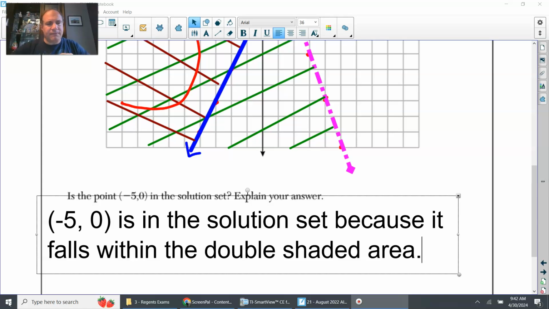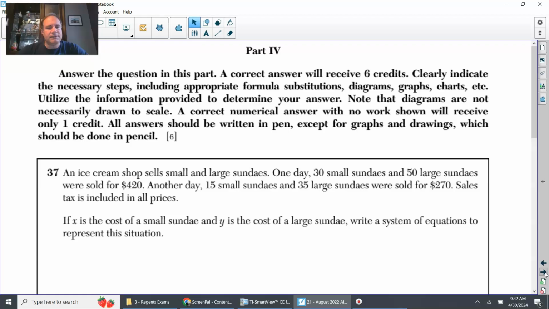And there it is. Negative 5 is in the double shaded area, so it is in the solution set because it falls within the double shaded area. So here we go. Last question. This is a part 4. It's typically 6 points, 6 credits, and it is probably one of the more difficult questions that they have going. But let's go ahead and see if we can figure this out.